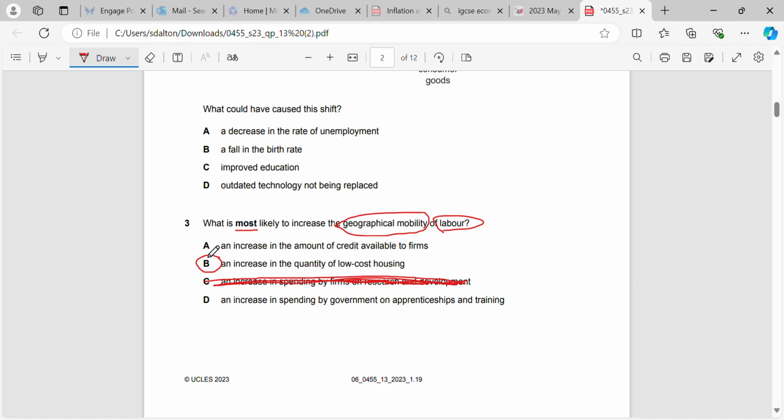Again, increase in the amount of credit available to firms is not going to affect people individually and how easy it is for them to move from one place to another. Either is spending on apprenticeships and training. May possibly, but it's more likely to affect their occupational mobility, which is their ability to change jobs, not to change areas.